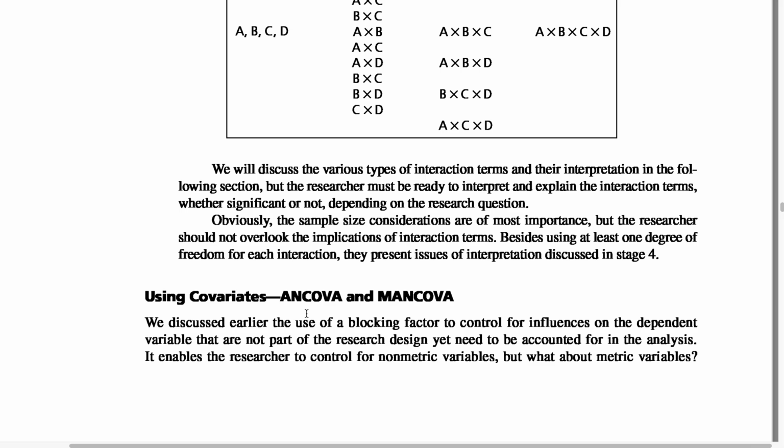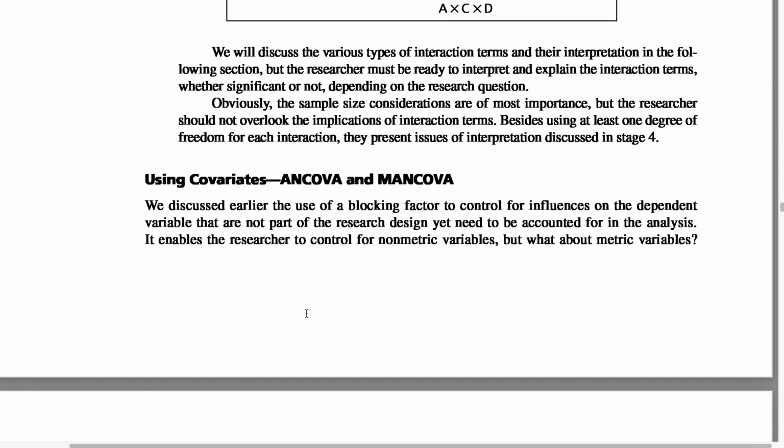We will discuss the various types of interaction terms and their interpretation in the following section, but the researcher must be ready to interpret and explain the interaction terms, whether significant or not, depending on the research question. Obviously, sample size considerations are of the most importance, but the researcher should not overlook the implications of interaction terms. Besides using up degrees of freedom for each interaction, they present issues of interpretation discussed in stage 4. Let's talk about using covariates in ANOVA and MANOVA.